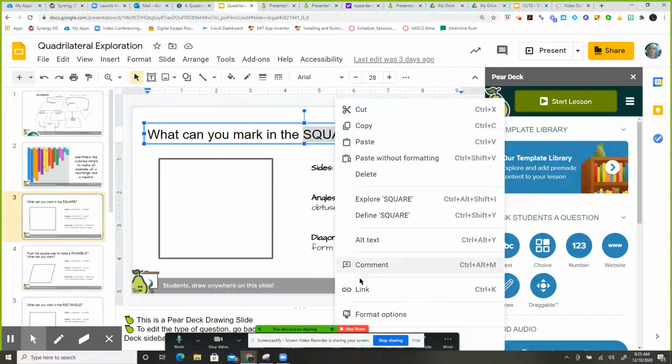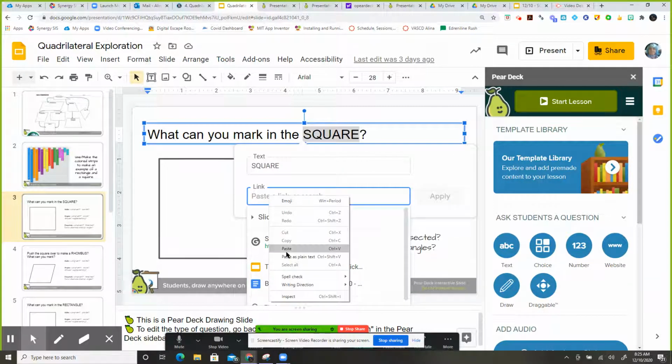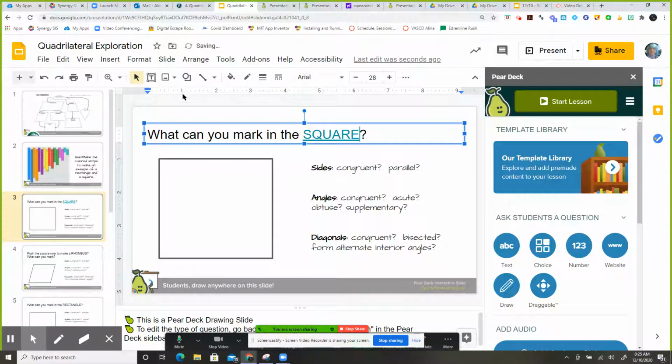What can we mark in a square? The angles. The angles, absolutely. What do we mark the angles with? Little right angles, right? So we know the angles are right. What else do we know about a square?